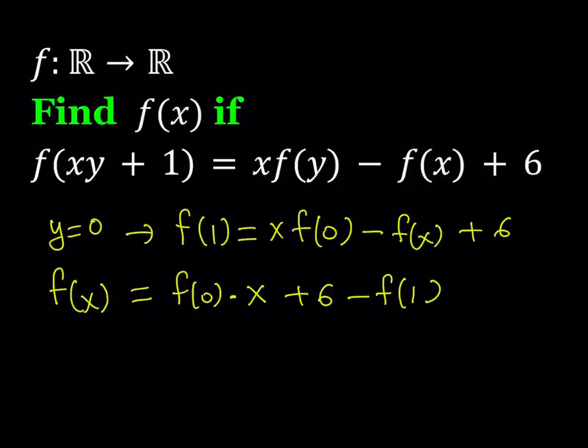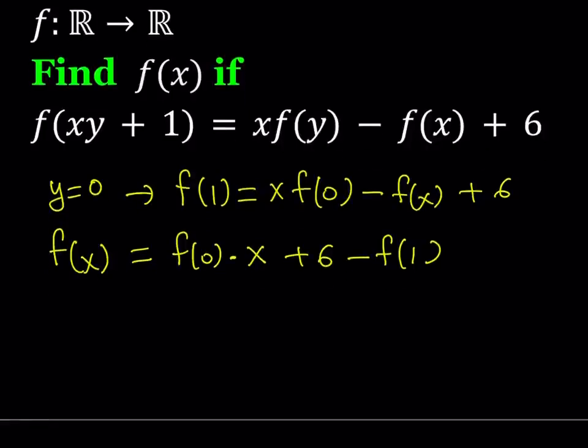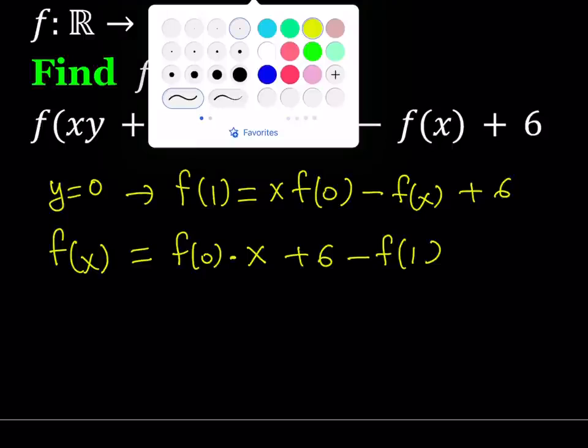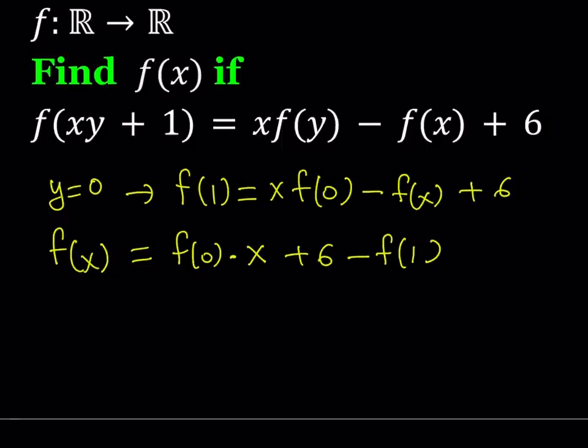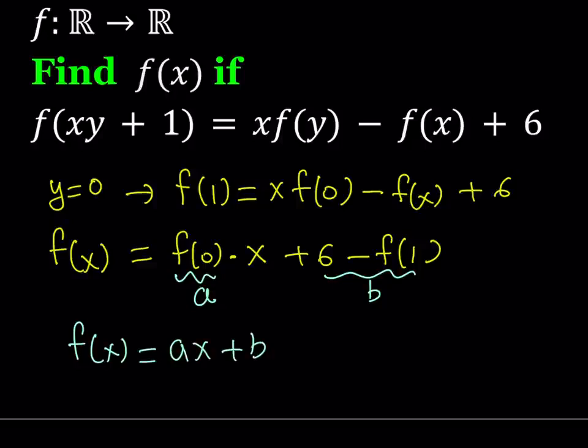All right. So at this point, we can do some substitution. Let's call f of 0 a, and let's call this expression b. So we get something like f of x equals ax plus b. Awesome. This really simplifies the process. Now, how am I going to find the values of a and b? I don't really have anything except for the original equation, so I can substitute this into the original problem.